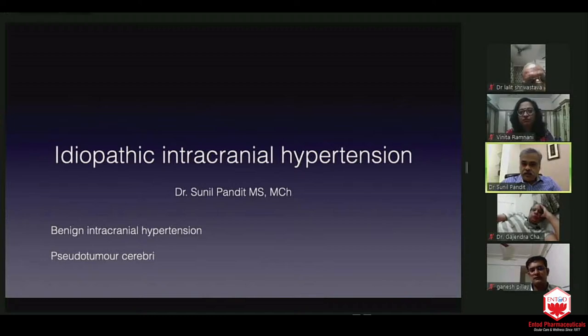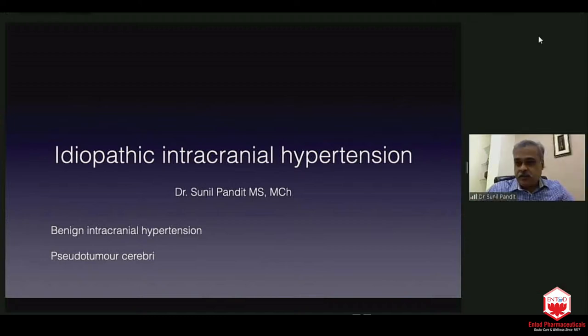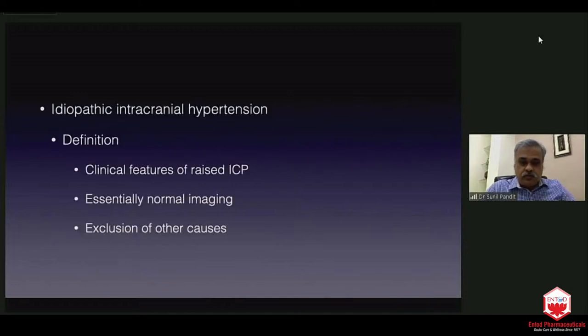Then came another name, that is benign intracranial hypertension. Unfortunately, the word benign is a big misnomer. It is absolutely not a benign disease. It is quite a devastating disease to the patient. Now, as far as idiopathic intracranial hypertension is concerned, by definition, there should be clinical features of raised ICP, essentially normal imaging, and exclusion of all other causes of raised intracranial pressure. Now, these three things mean that basically this is a diagnosis of exclusion.